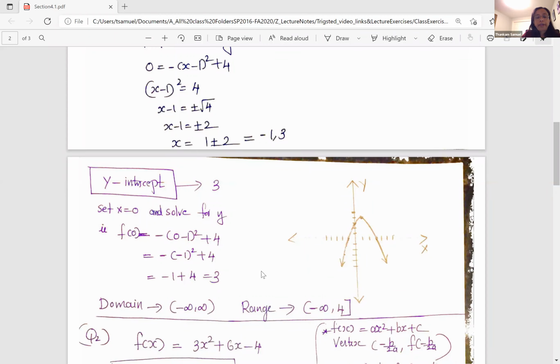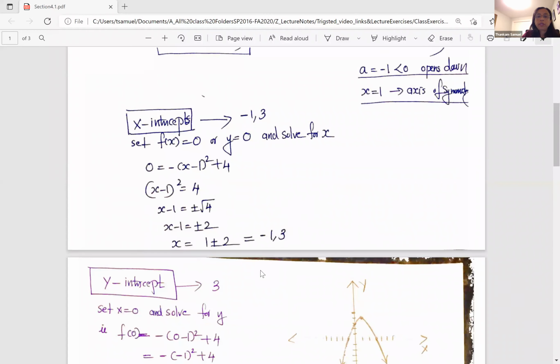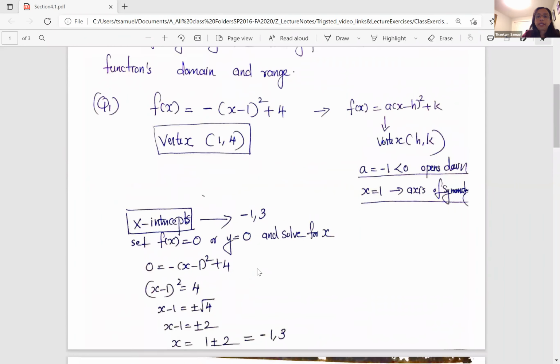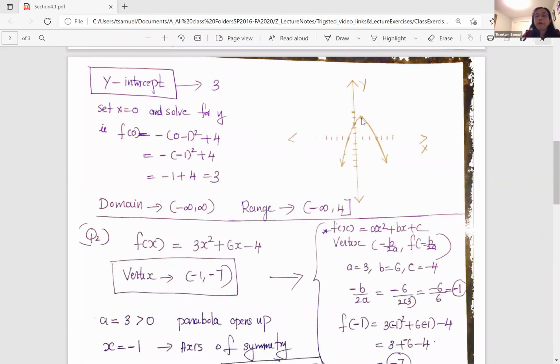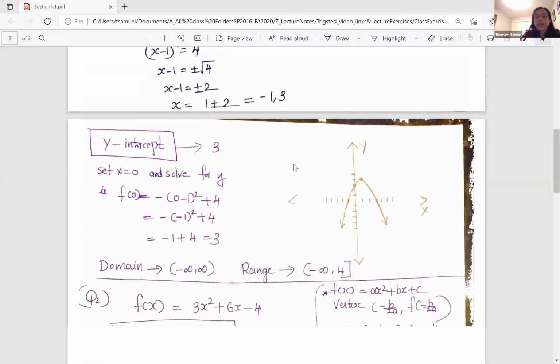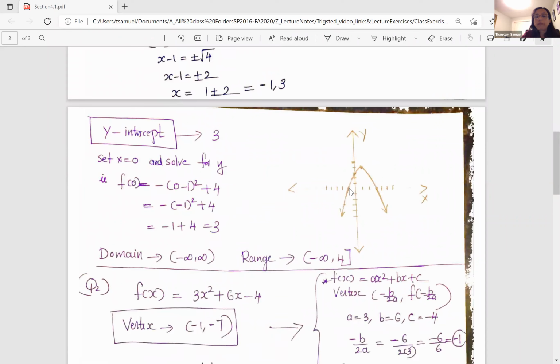To graph, we need the vertex, x-intercepts, and the y-intercept. We know that the vertex is (1, 4). First plot this point. Then the x-intercepts (-1, 0) and (3, 0), and the y-intercept (0, 3). Plot these points and join them, and you will get a parabola that opens down.